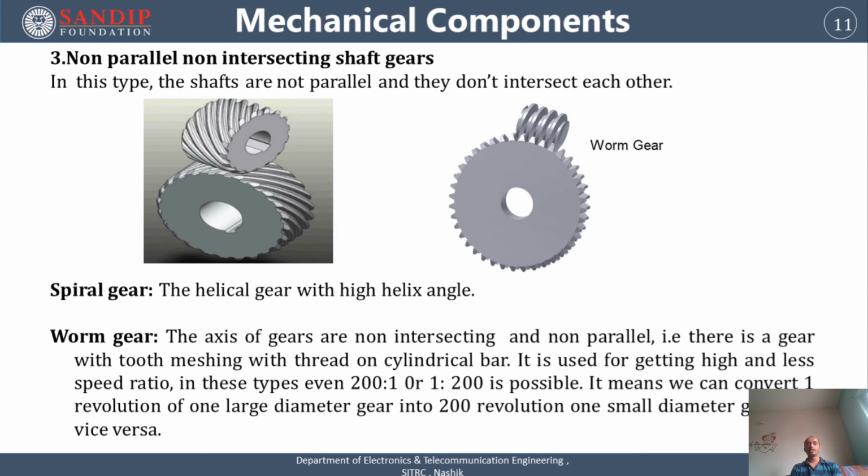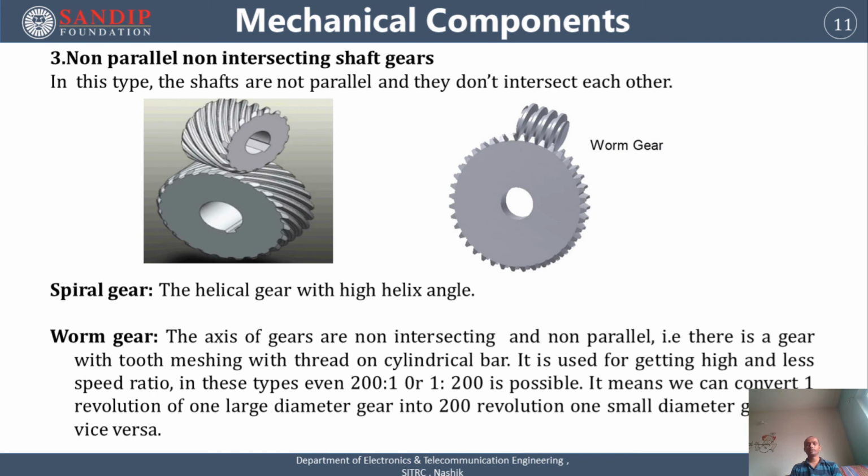Hence, a helical gear with a high helix angle is known as a spiral gear. Second is the worm gear. In the worm gear, the axes of the gears are not intersecting and are not parallel. That is, a gear with teeth meshing with the thread on the cylindrical bar. In the diagram you can see the gear with teeth meshing with the thread on the cylindrical bar.